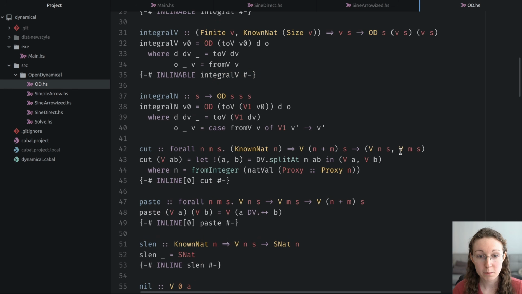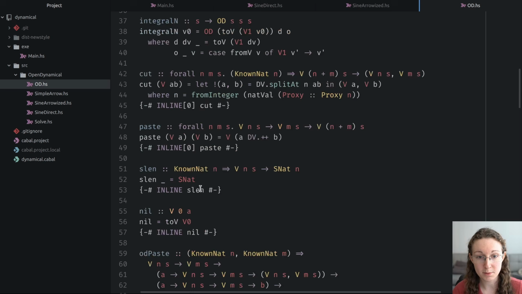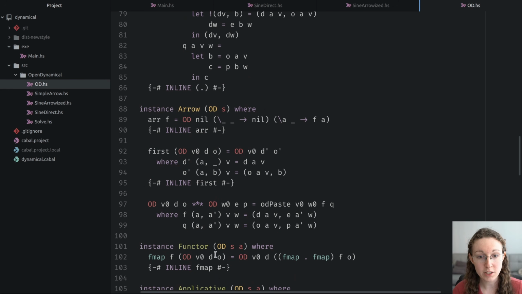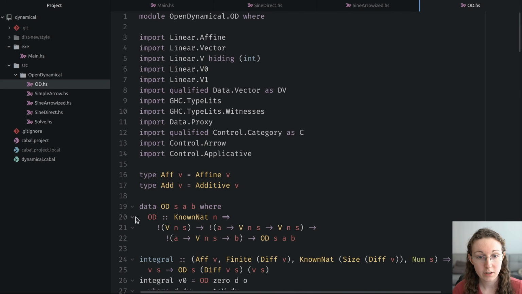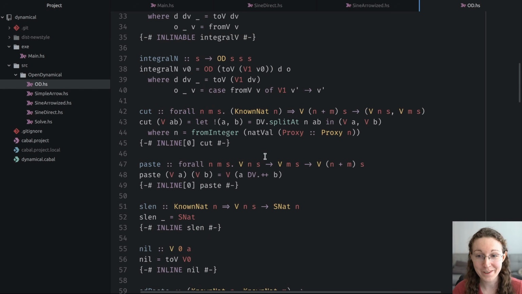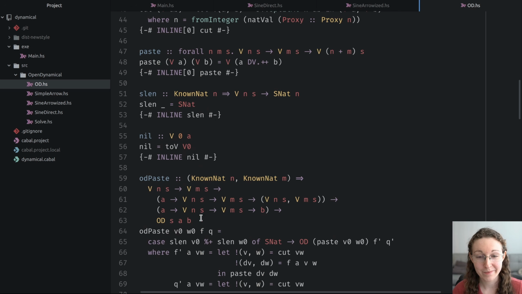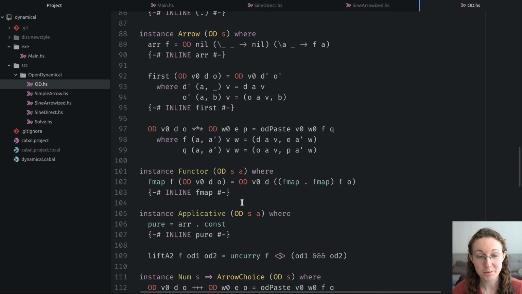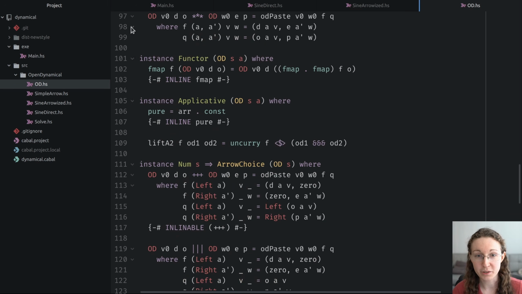But the basic core aspect of this is that there's this implementation module here, which defines this OD data type. And again, I'm not going to go into too much detail about everything that's going on because, for one, I didn't write this code. And, as interesting as I'm sure it would be, it's not super material to what I'm going to be talking about.